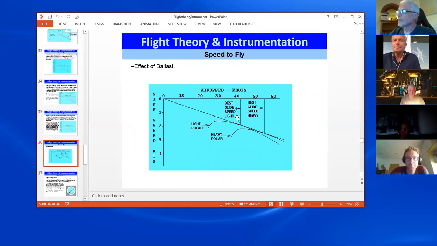So this is a little diagram showing the effect of increased weight. Here we have our light polar curve. What happens is the polar curve doesn't change shape, it just shifts because of the extra weight. But the actual glide, you'll notice, is the same glide angle. It's just you're going faster to get that same glide. So if you're in competitions, that gives you an advantage.